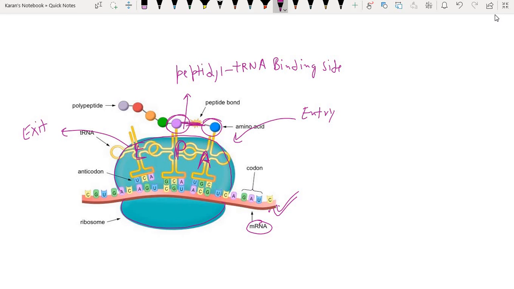Now coming to the process of translation. This whole process occurs in three steps, just like the case of transcription. There is initiation, then there is elongation, and then the third step is termination.